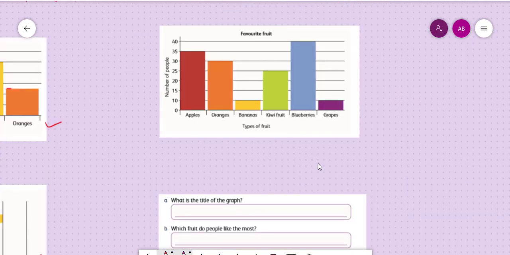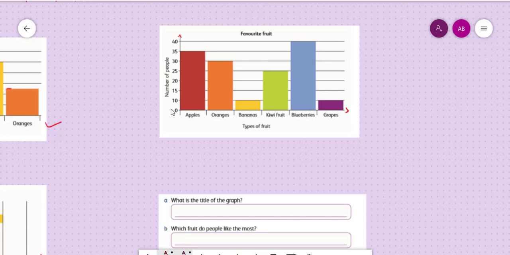Okay, kids, let's see. This bar chart represents the favorite fruit of the people. On the horizontal axis are the types of fruit, which are apples, oranges, bananas, kiwi fruit, blueberries, and grapes. And this is the frequency. The frequency is on a scale of 5. Okay, everyone, this one is the frequency, and this one is the types of fruit.